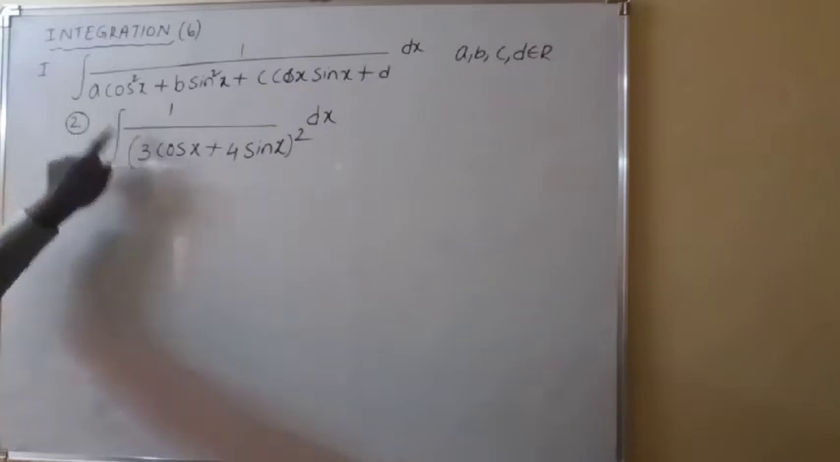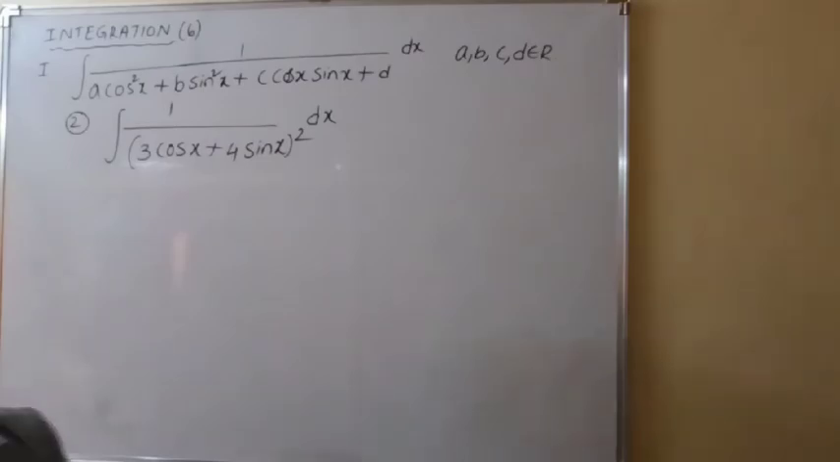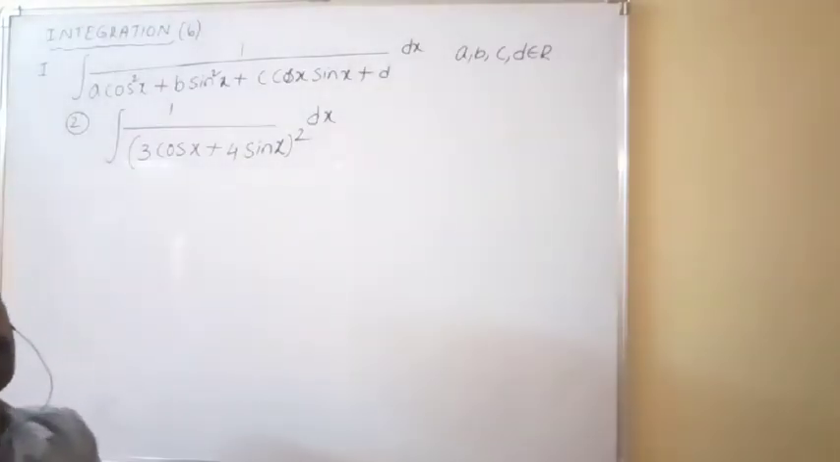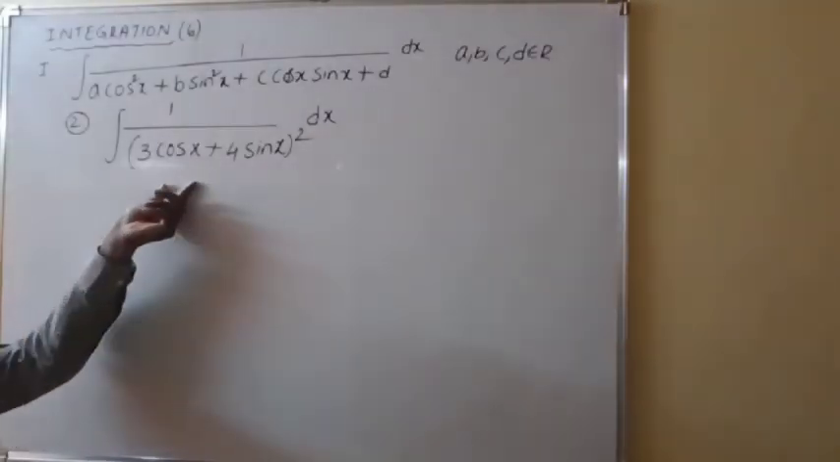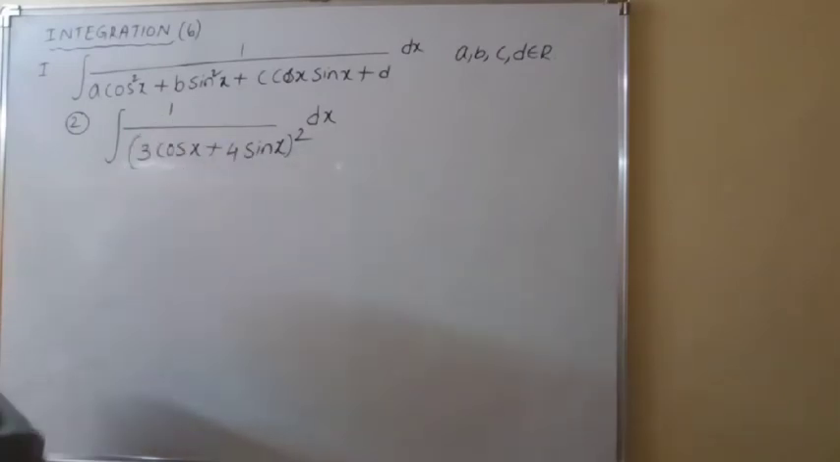9 cos square x. The value of a is 9, b is 16, c is 24 and d is 0. So particularly here, if it is 3 cos x plus 4 sin x whole square, particularly in this form.